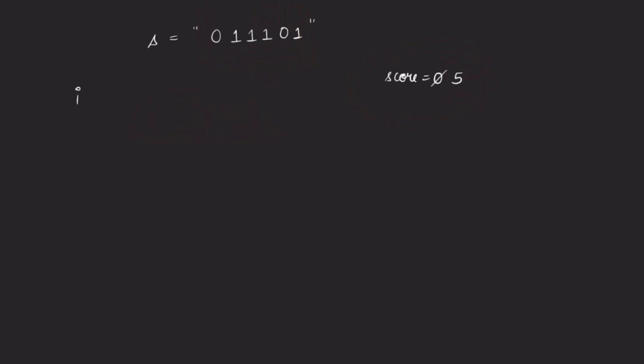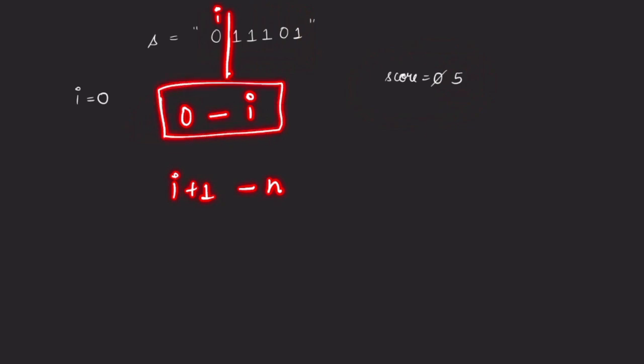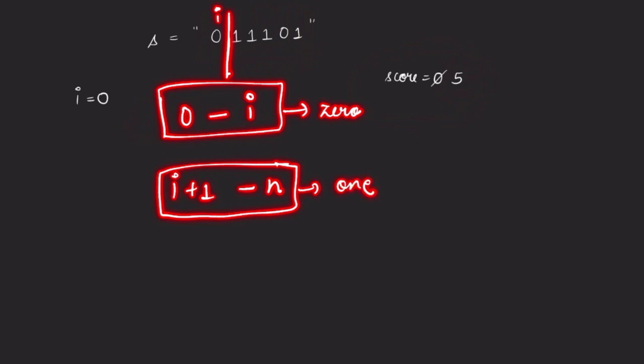So basically we can keep a pointer I starting from 0, right? So when I will be here, it will denote that we are splitting here, right? So when we are splitting here, you know that your left substring will be from 0 till I and the right substring will be from I plus 1 till the end, right? So if I run one loop from 0 to I and count the number of zeros, right? And then I run another for loop from I plus 1 till n and count the number of ones, right? And if I add these two, then it will give me the score, right?